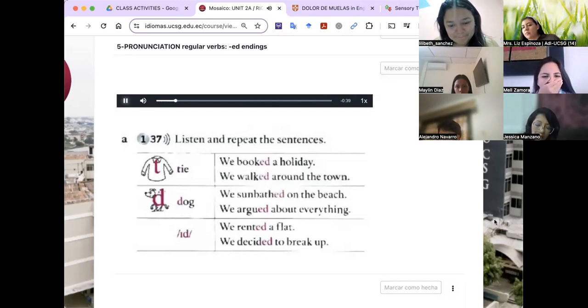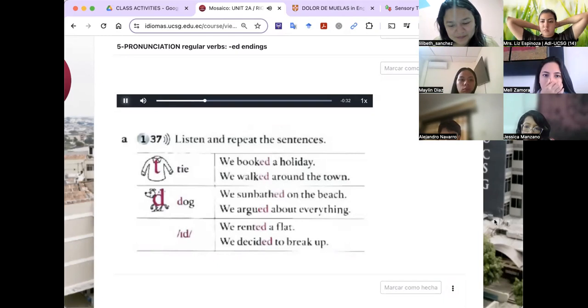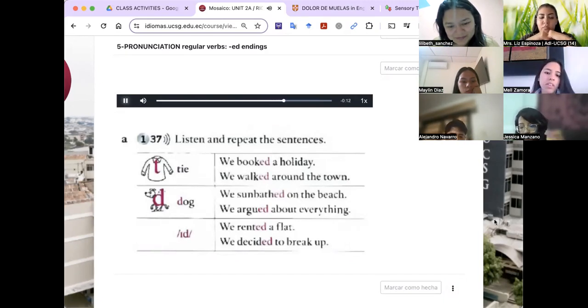Tie. T. We booked a holiday. We walked around the town. Dog. D. We sunbathed on the beach. We argued about everything. Id. We rented a flat. Sí. Yeah. We decided to break up.